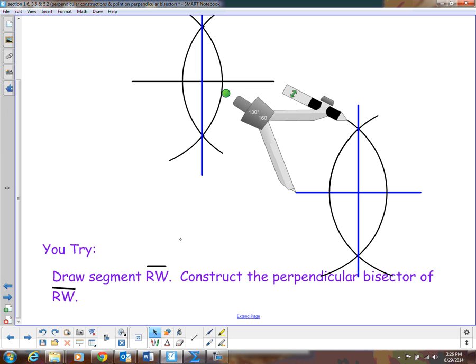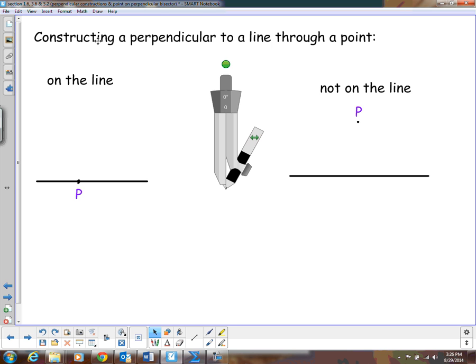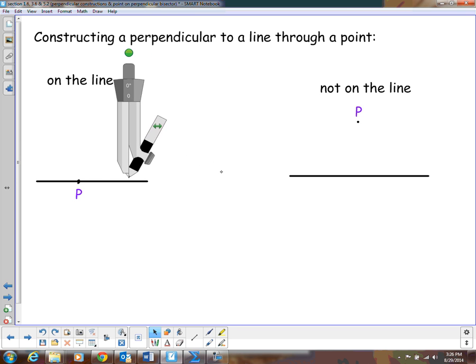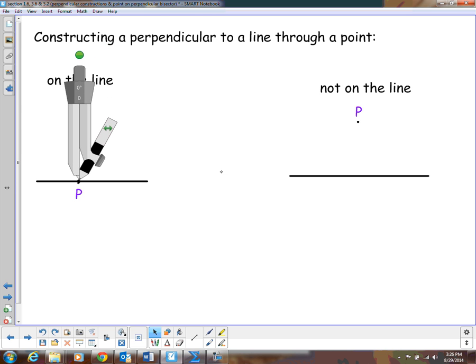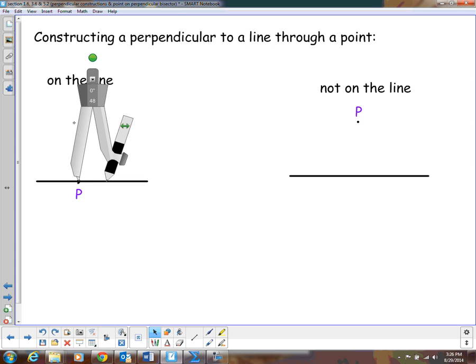I'm going to show you 3 different perpendiculars today. All right, the next is going to construct a perpendicular to a line through a point. Here's my point, and then I'm going to do it from a point not on the line. And what I want to do is try to show you that the process is really similar. All right, so to do the construction when we're on the line, you're going to put your compass point on that point that you want the perpendicular to pass through. You're going to open your compass and you're going to make an arc.